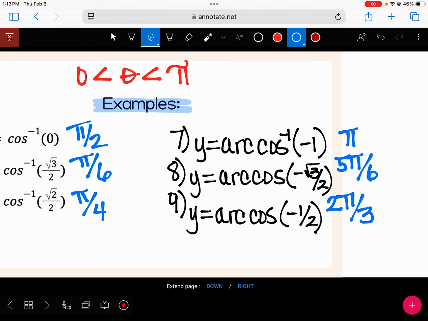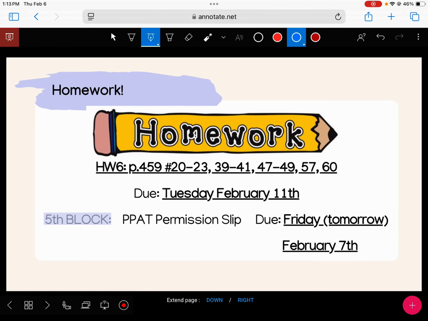All right, tomorrow we're going to talk about inverse tangent. So the homework, you can do a lot of the homework today, not all of the homework, but this is homework 6. It does come out of the book. So use this time to start working on your homework, and it is due on Tuesday.